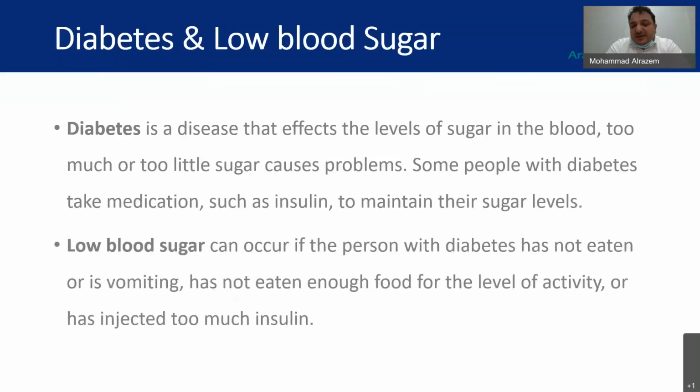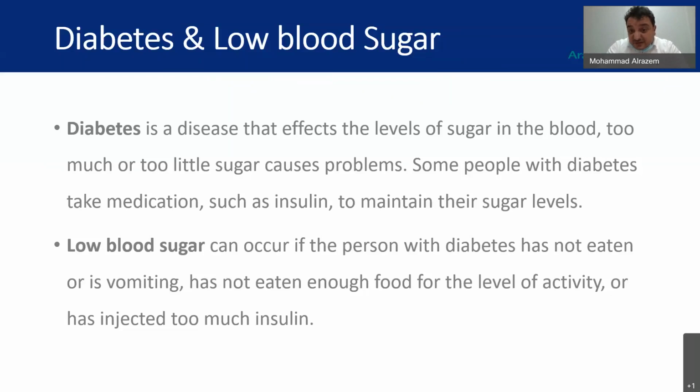What about the diabetic? Diabetes is a disease that affects the level of sugar in the blood. Too much or too little sugar causes a problem. Some people with diabetes take medications such as insulin to maintain their sugar levels. Low blood sugar can occur if the person with diabetes has not eaten, is vomiting, has not eaten enough food, or his level of activity is more than the food he took, or he injected himself with too much insulin.